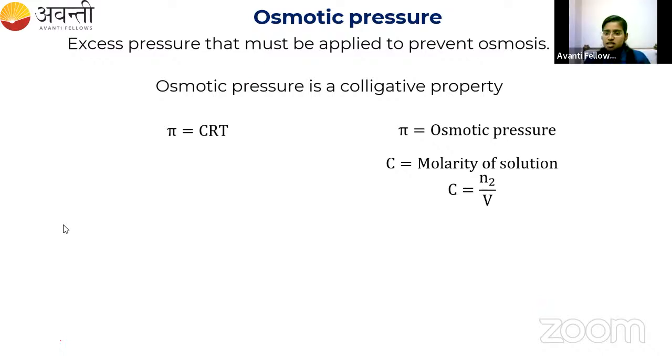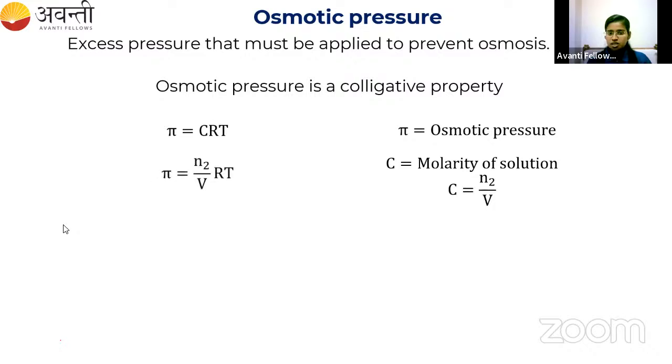Why is it written as N2? Number of moles of solute. Very good. It is the number of moles of solute. Solute is usually represented as 2, no? For solvent we use 1 and for solute we use 2. So the number of moles of solute divided by volume of solution in liters is molarity. That's why we are putting N2.